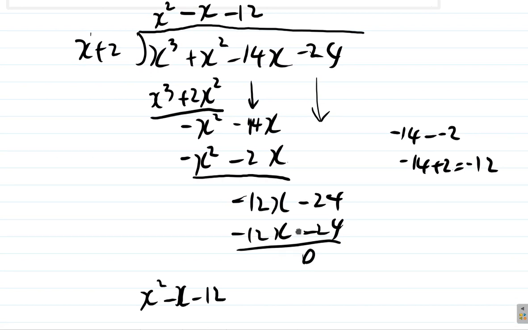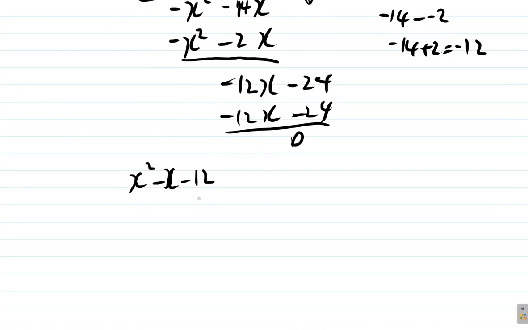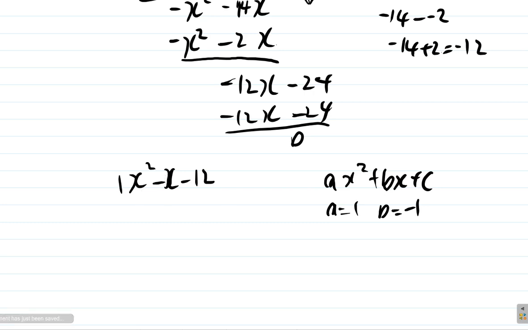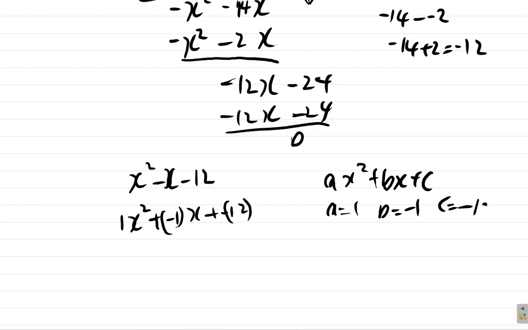You could use the AC method to factorize it. Remember, you have ax squared plus bx plus c as the general form of the quadratic equation. In this case, a equals 1, b equals negative 1, because this is 1x squared plus negative 1x, alright, plus negative 12. So c is negative 12, right?